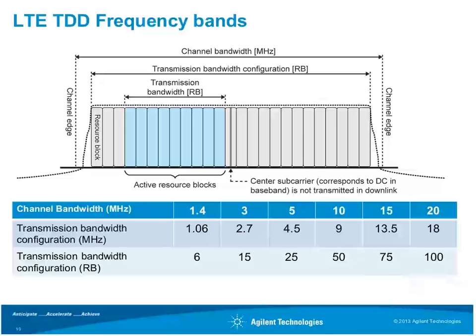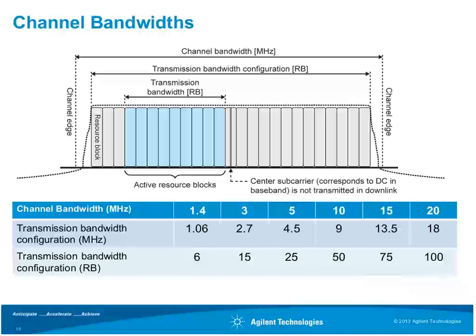OFDM enables flexible transmission bandwidth. The transmission bandwidth is determined independently by the number of active subcarriers, or RBs, resource blocks. And this gives LTE the flexibility to have six different configurations that range from 1.4 megahertz up to 20 megahertz. The channel bandwidth here is defined in megahertz. It's the nominal occupied channel, also known as the channel spacing. The transmission bandwidth configuration is defined in units of RB, and it's the maximum number of RBs that you can have for a given channel bandwidth.